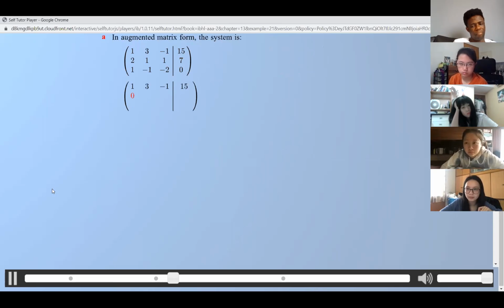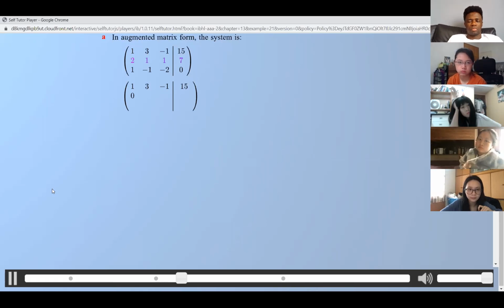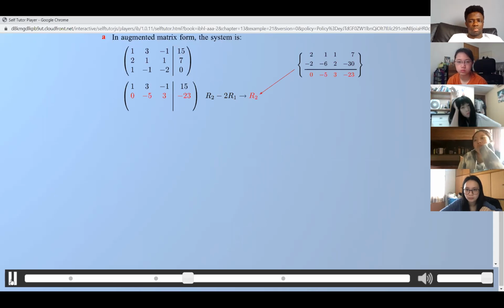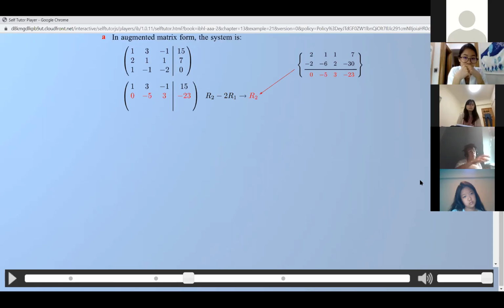We start with getting zeros in the first column under the 1. Look at the coefficients of x in the first two rows. What row operation can we perform on row 2 to make the first element 0? We start with row 2, then subtract 2 times row 1 to generate the new row 2. I hope everybody remembers this row operation. If you don't, this is being recorded. Watch it, or go to the YouTube playlist and watch the row operation to refresh the idea.